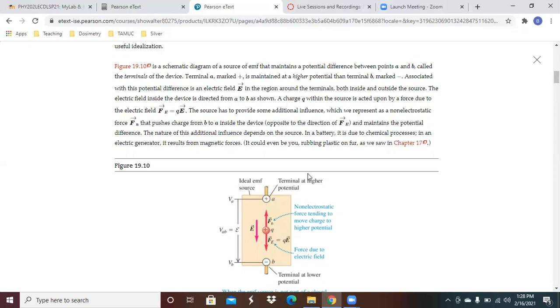A charge Q within the source is acted on by a force due to the electrostatic field, or the electric field, sorry. A source has to provide some additional influence, which we represent as a non-electrostatic force. It pushes from B to A. You've got to get the charge over here somehow, and that maintains a potential difference. The nature of this additional influence depends on the source. In a battery, it's chemical processes. In an electric generator, it results from magnetic forces, or rubbing plastic on fur.